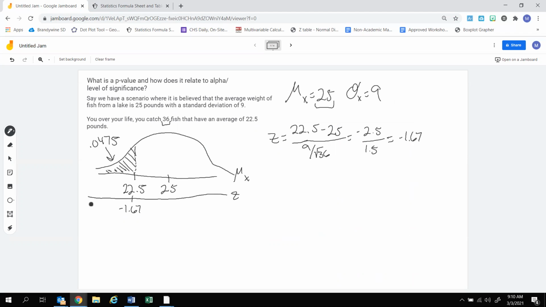So here's what's going to happen. Let's say that your friend does the same thing. He catches 36 fish from the same lake. Let's say he gets an average of, let's say 24 instead. Okay. So your second friend, so the average is still 25. All right, standard deviation is still 9. But let's say now your friend gets an average of 24.